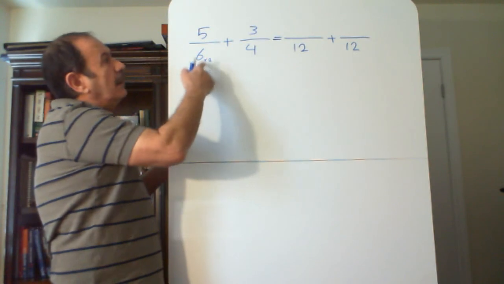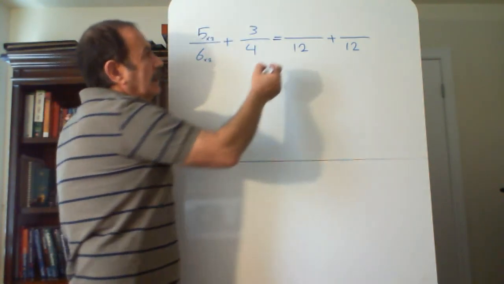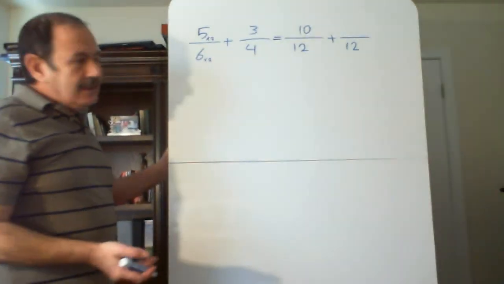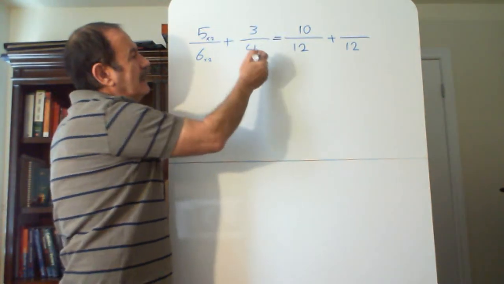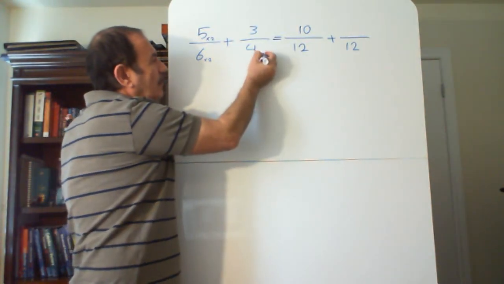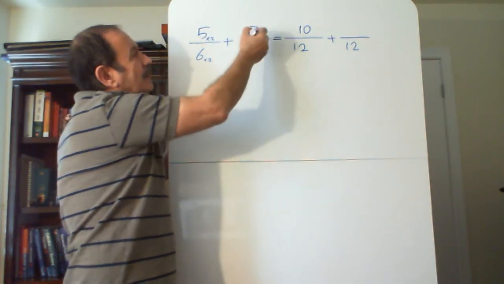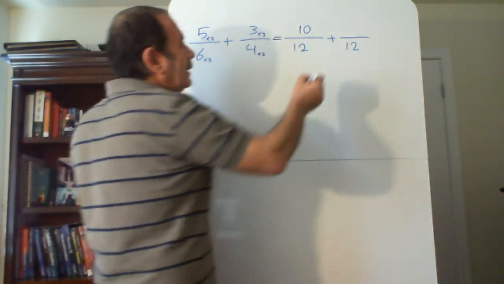Whatever we are doing in the denominator, we should do the same thing in the numerator. 5 times 2 is 10. For the other fraction, 12 divided by 4 is 3. It means we have to multiply 4 by 3 to end up with 12. Whatever we are doing in the denominator, we have to do the same thing in the numerator. 3 times 3 is 9.